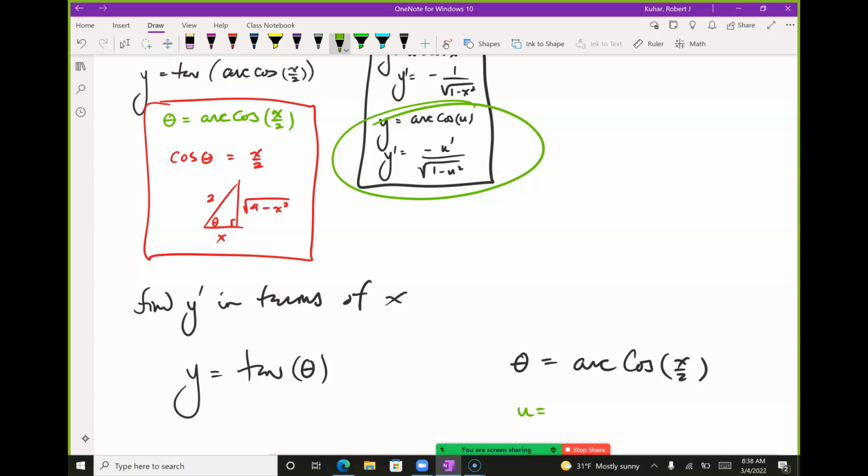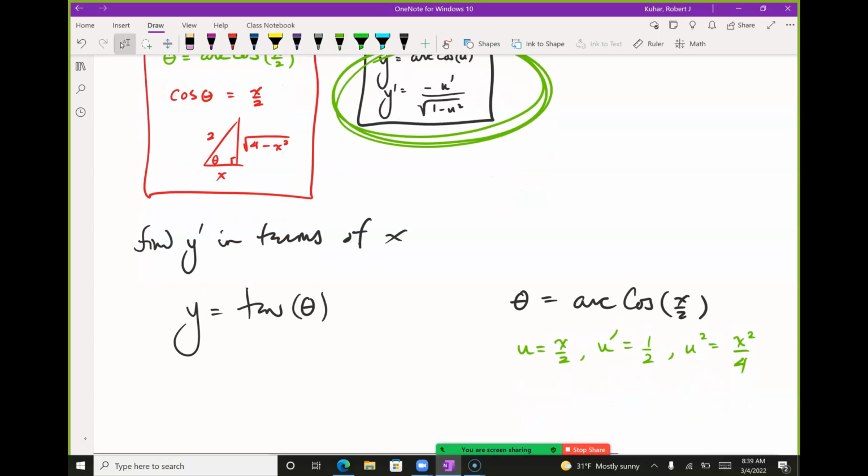X over 2, nice, yeah. And so u prime is what? It's an mx plus b, right? Everybody wake up today, please. It's 1/2. And what is u squared? X squared over 4. So when I see that I'm going to take a derivative of an inverse trig with a complicated interior function, this is my process every time, okay?